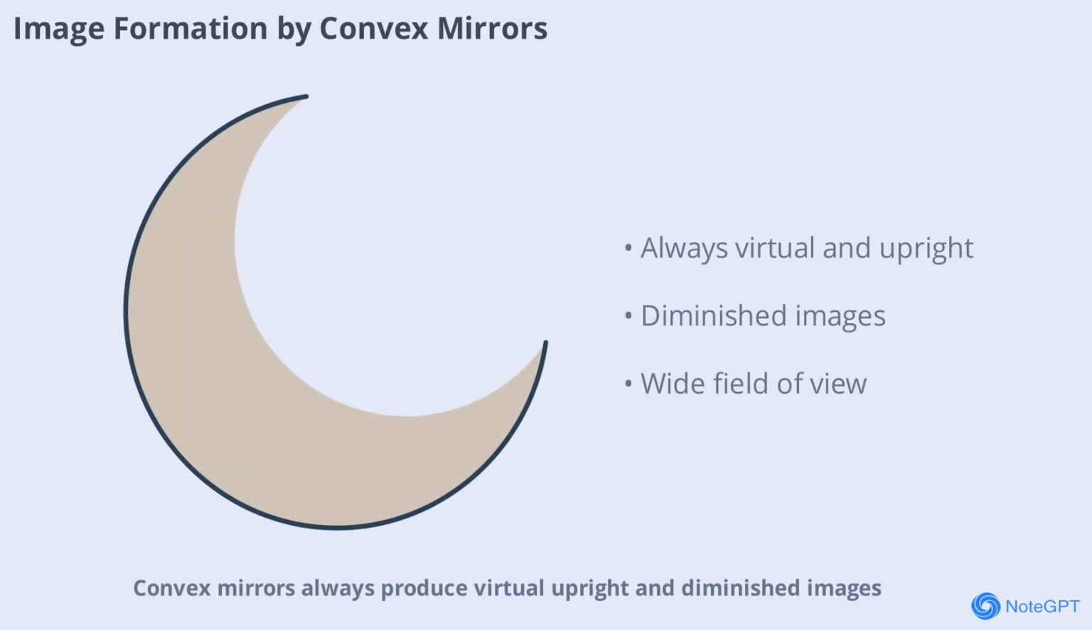Convex mirrors always produce virtual, upright, and diminished images, no matter where the object is placed. This makes them ideal for security and rearview mirrors as they allow a wider area to be seen. The images formed are always smaller than the object, which helps drivers see more of the road behind them.